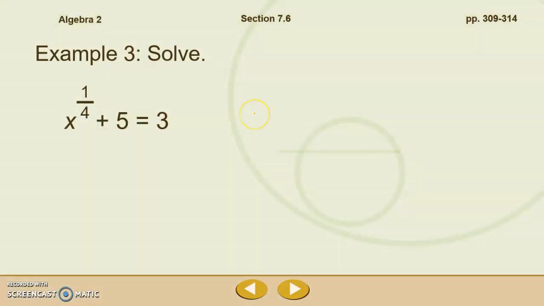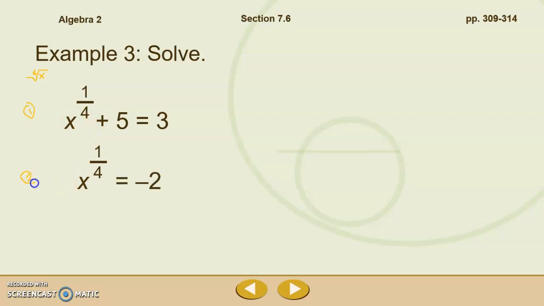All right, so we've got x to the 1/4 plus 5 equals 3. Now, we've got our variable being raised to an exponent. This is just like if I were taking the 4th root of x. It's just written in exponential form instead of radical form here. So we're going to follow the steps the same way. First, we're going to isolate that exponential expression. We've got a plus 5 here, so we need to subtract 5 from both sides. And we get x to the 1/4 equals -2.